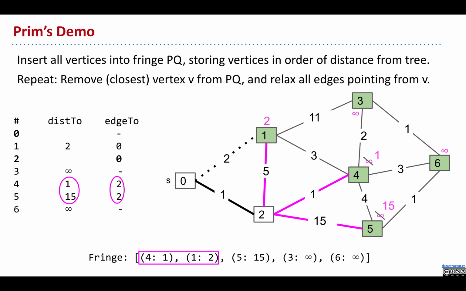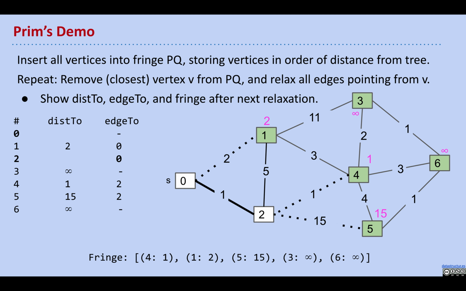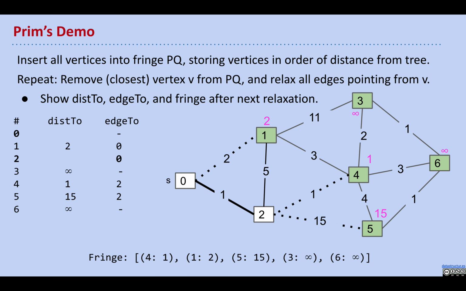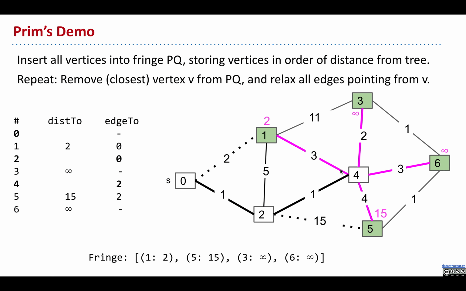Okay, so we'll go through the next parts pretty fast, just for the interest of time. So we're going to next pop the 4 off. So 4 is mapped to 1. We'll see that, so 4 is the next one that's going to be popped off. So I'm just going to skip over this one right over here, but we'll pop off 4. Then we'll evaluate these edges and see if those are better.